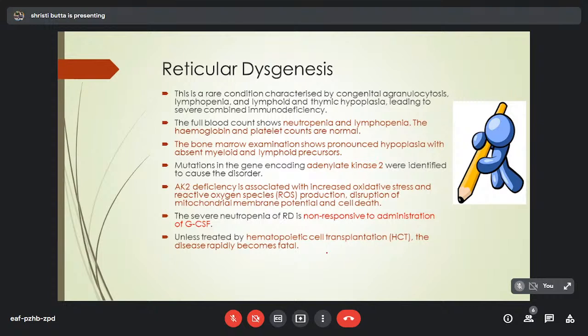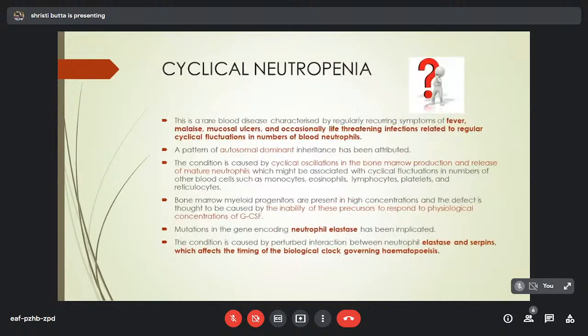The severe neutropenia of reticular dysgenesis is, however, non-responsive to GCSF. Unless treated by hematopoietic stem cell transplantation, the disease becomes rapidly fatal. Now moving on to cyclical neutropenias.